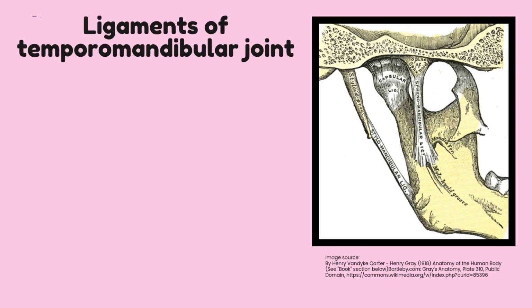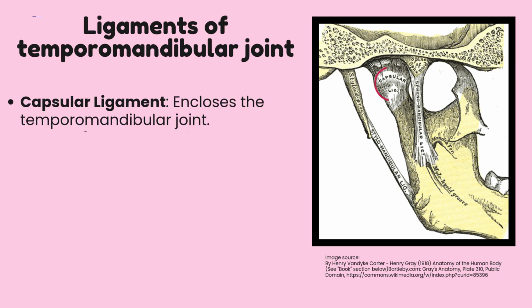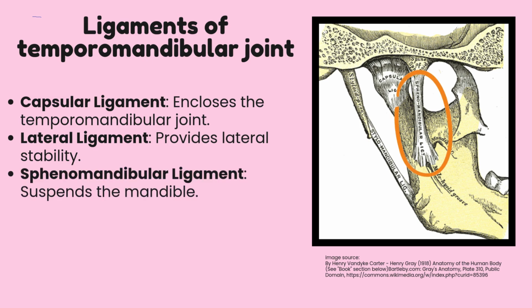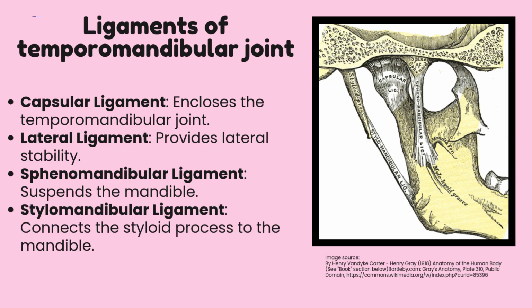Following are the ligaments of the temporomandibular joint. Capsular ligament encloses the temporomandibular joint. Lateral ligament provides lateral stability. Sphenomandibular ligament suspends the mandible. Stylomandibular ligament connects the styloid process to the mandible.